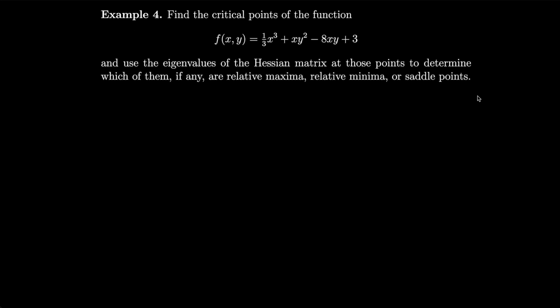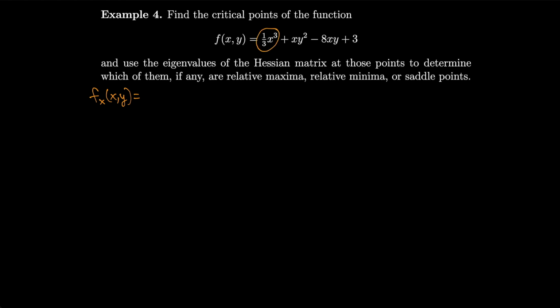Okay, let's find the critical points of this function over here and use the eigenvalues of the Hessian at these points to determine which of them, if any, are relative maxima, minima, or saddle points. So first, let's organize ourselves and take some partial derivatives. We'll do fx first. So that's fx(x,y), and I'm going to keep everything else constant, right? So I just want to take my derivative with respect to x.